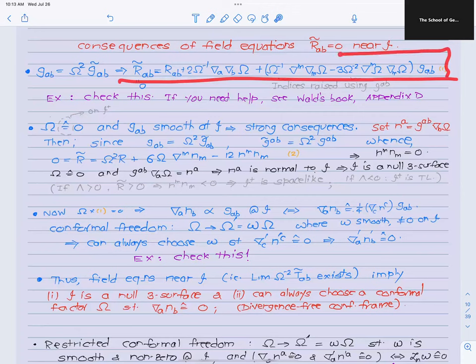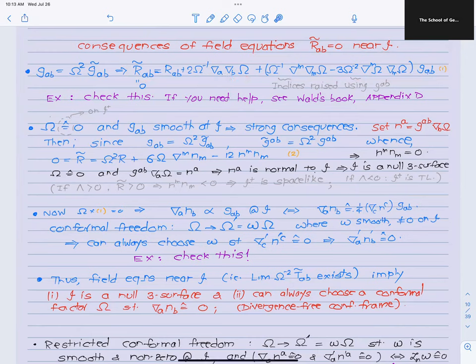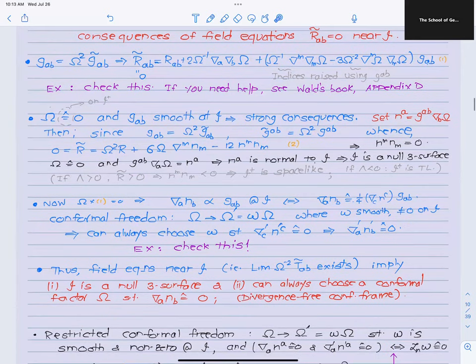So this is the exercise that I give you. It involves second derivatives of the conformal factor, and it involves, of course, the metric itself in many places. So you check explicitly that this is how the conformal transformation properties work. This is really important for you to understand.